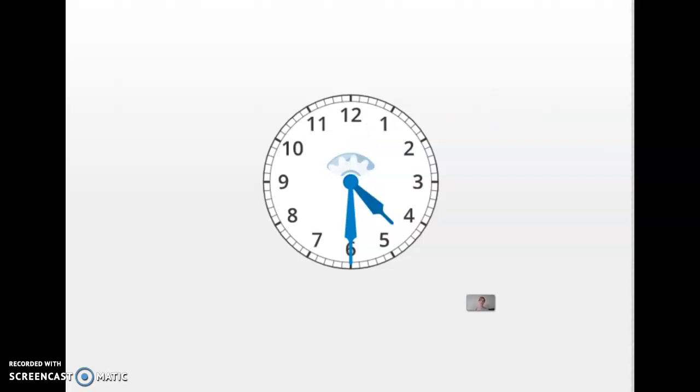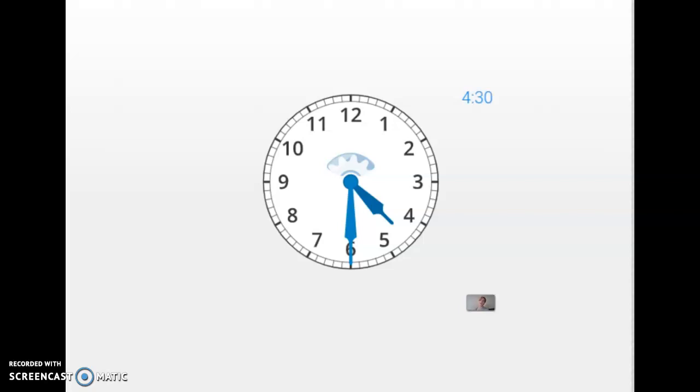So now let's look at this analog clock. We're going to start with our short hour hand. And if I look at that, it's between the 4 and the 5. But remember, it hasn't gotten to 5 just yet, but it has moved half past the 4. So my hour is going to be 4, and the minutes are going to be the amount of minutes it takes for the minute hand to go halfway around the clock, and that is 30 minutes.